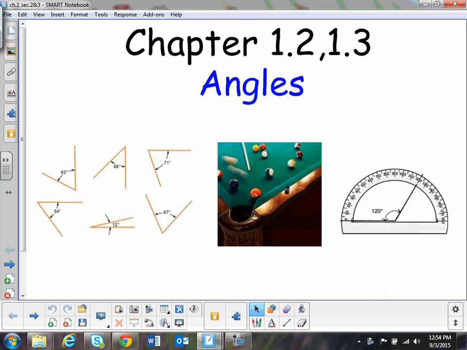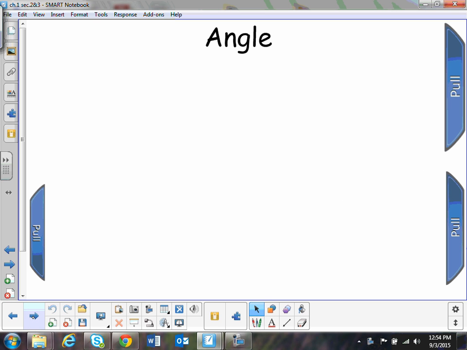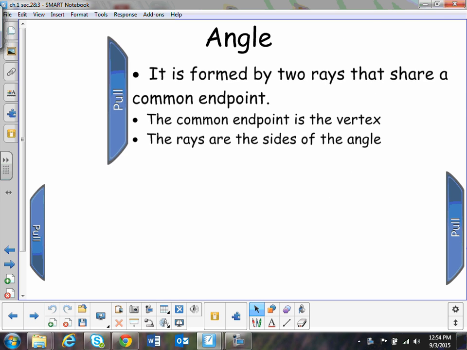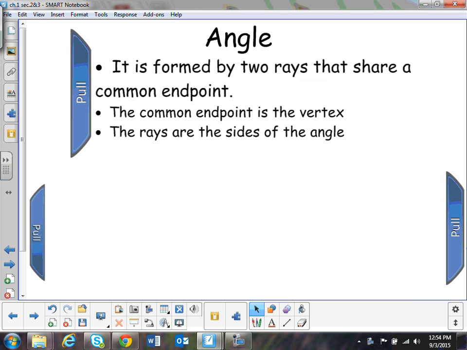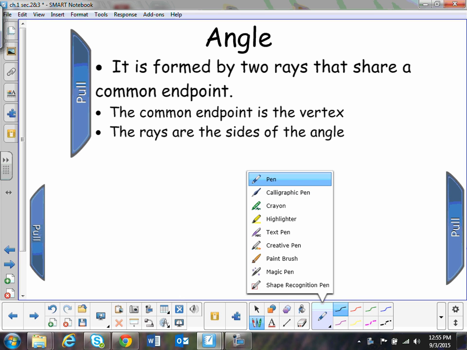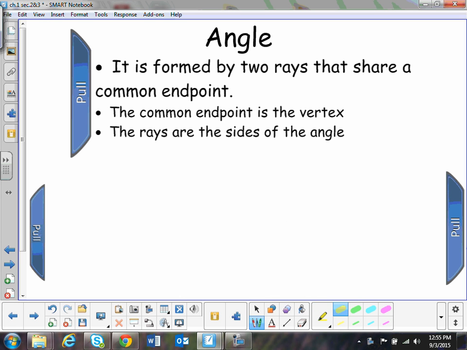Okay, y'all, this is section 1.2 and 1.3, angles. First things first, let's define what an angle is. You may need to pause this video in order to write everything down, so if you need to, do that. So an angle is going to be formed by two rays. You should know what a ray is, because that's what we learned in section 1.1.